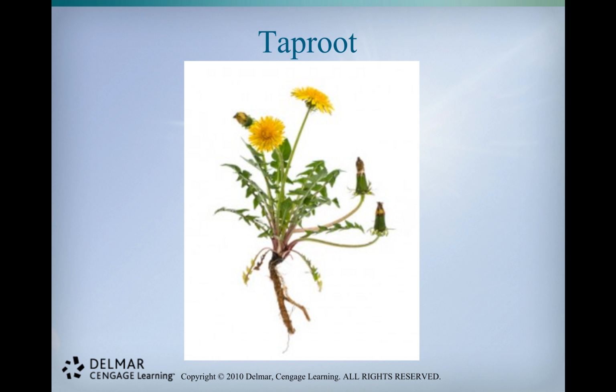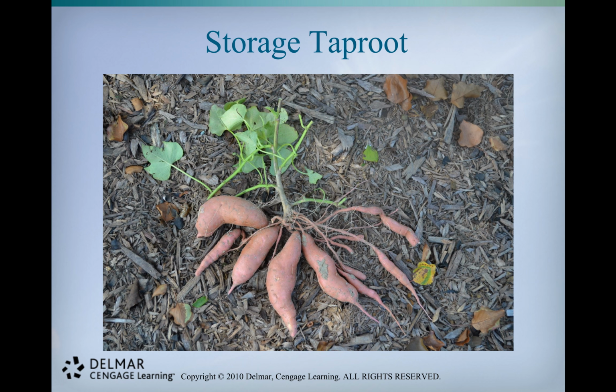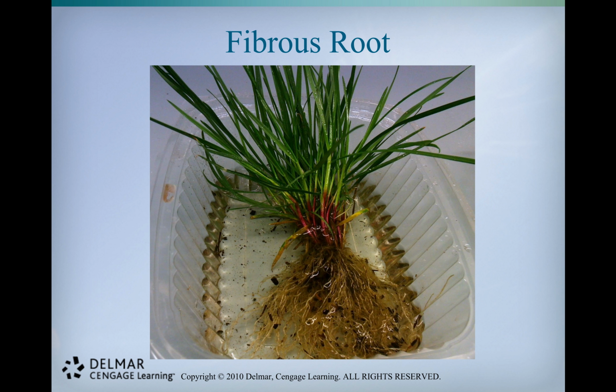Taproot is just right here. This is the one main taproot right here. A dandelion, into the soil. That's a good way to put it. Just tap. That would be a taproot. One main root down here. Storage taproot, such as a sweet potato here, or a fibrous root. Fibrous roots have lots of little tiny roots coming out of it here, just like your grass.